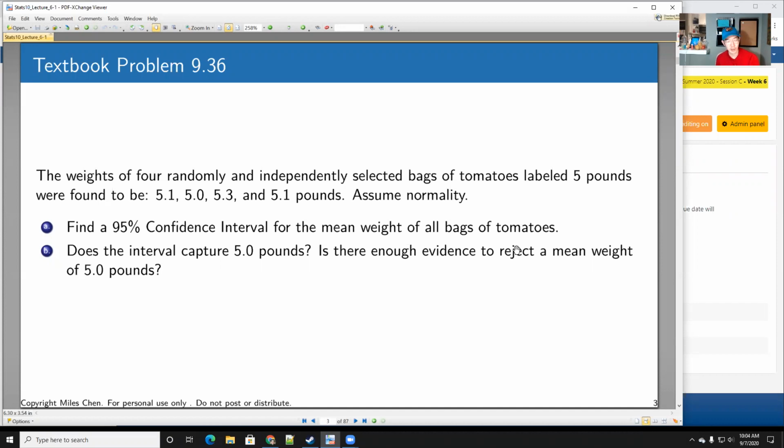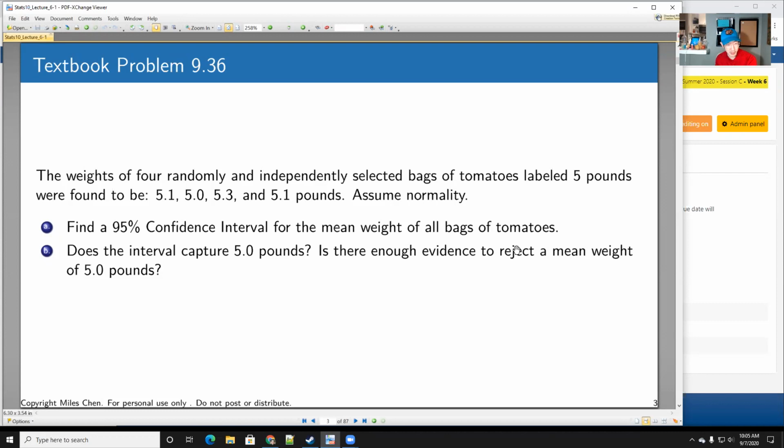It says the weights of 4 randomly and independently selected bags of tomatoes labeled 5 pounds were found to be 5.1, 5.0, 5.3, and 5.1 pounds. I don't think they sell tomatoes in 5-pound bags at this store. Maybe potatoes, but tomatoes, I'm not so sure. But anyway, in the land of math, when they make up problems, they have slightly strange setups.